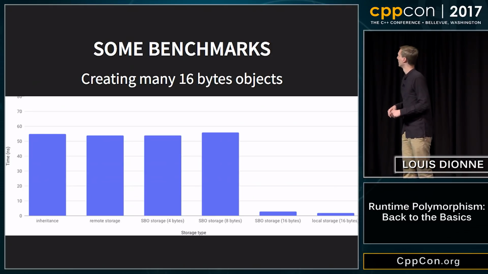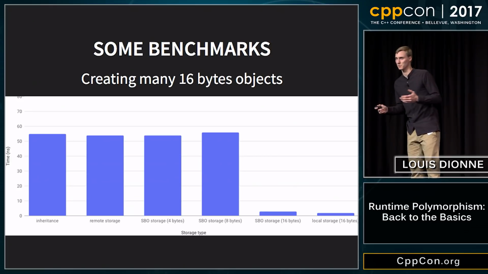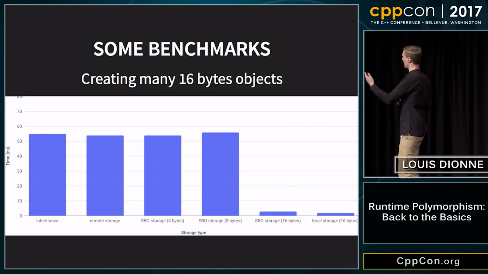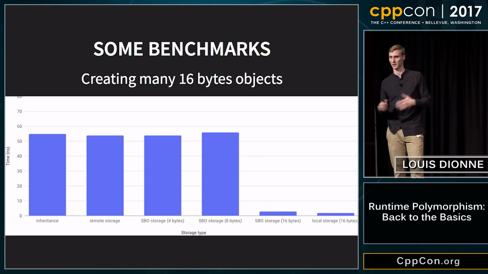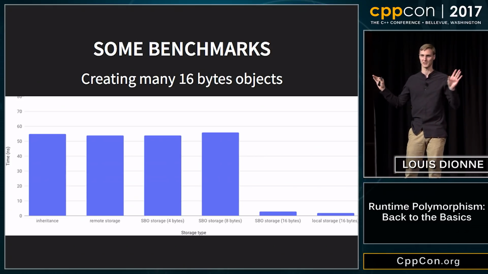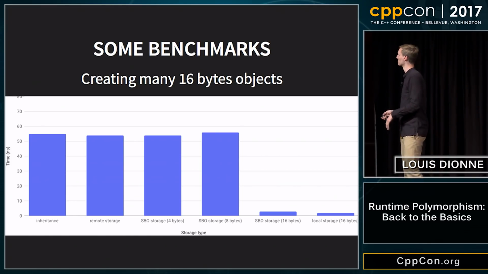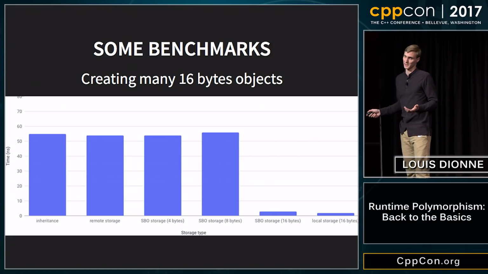So anyway, this benchmark shows creating many 16 bytes objects. I'm going to go from the left, to your left. The leftmost one is inheritance. Basically, I'm going to the heap there. I'm allocating. And all that this graph shows is that you're doing an allocation and you're paying for it. Remote storage is next. Also, there's an allocation. They're in the same ballpark.